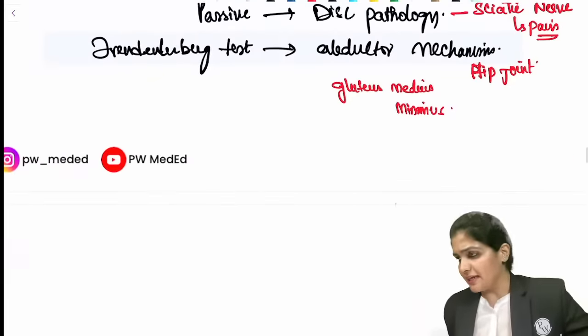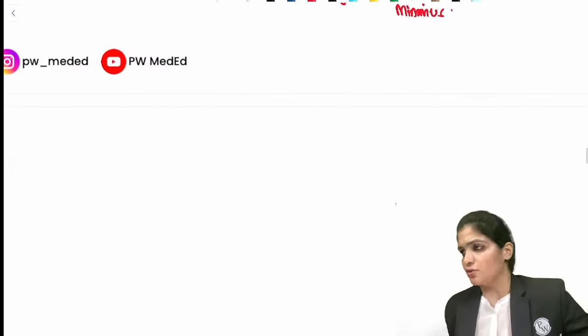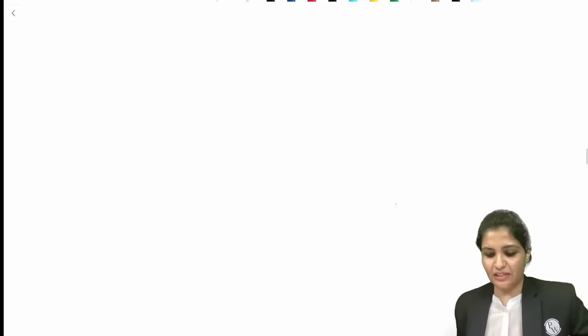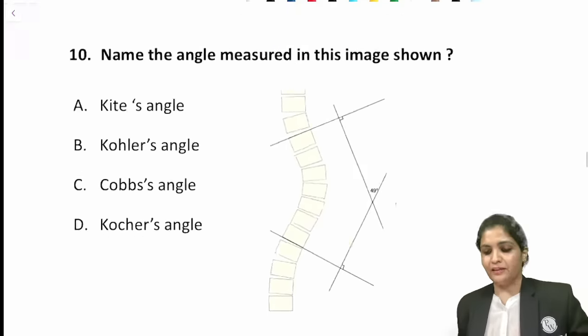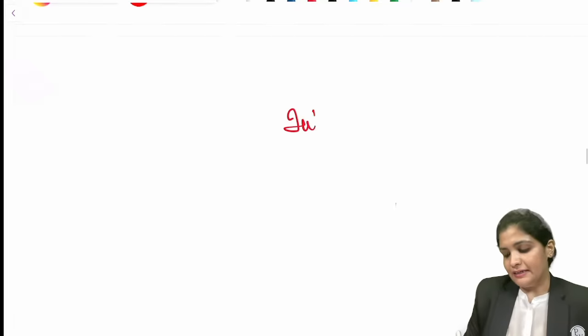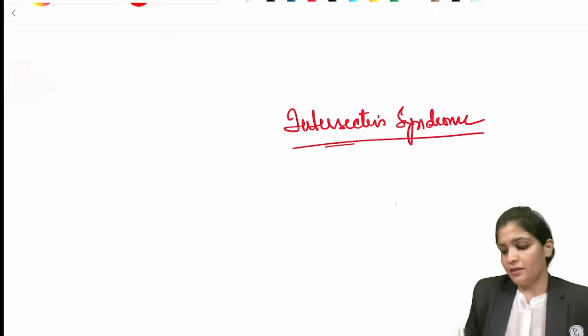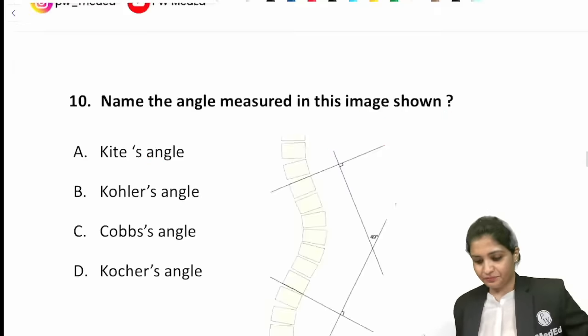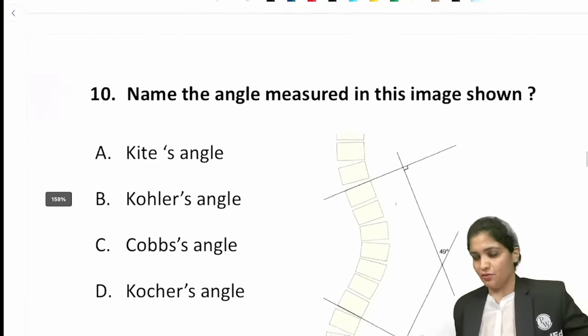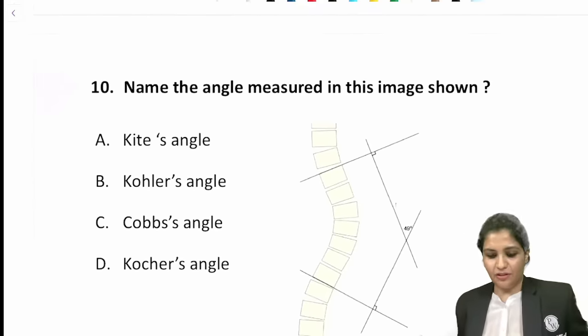So what is the second compartment syndrome? Can you explain? I'm asking you, the question is given to you. What is the second compartment syndrome known as? It is called your intersection syndrome. What are the second compartment tendons? Your extensor carpi radialis longus and extensor carpi radialis brevis. So that is your intersection syndrome for the second compartment. That completes your various tests.